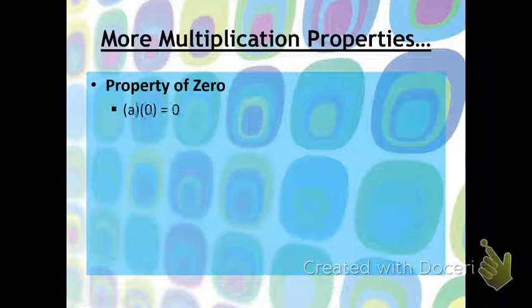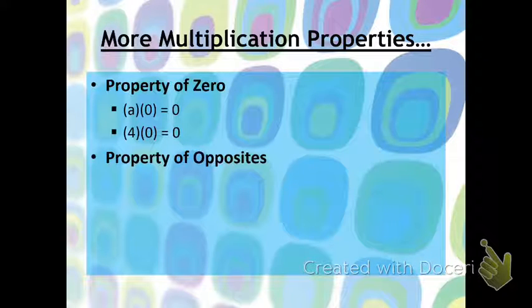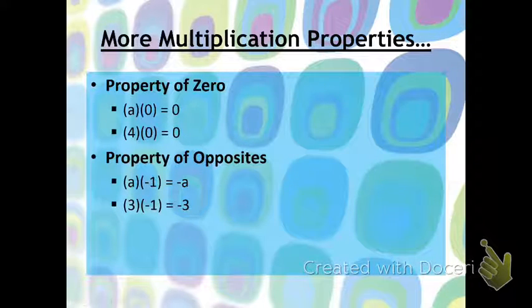The property of 0 for multiplication just says that any number times 0 is 0. So 4 times 0 is 0. For opposites, this just says if you do a number times negative 1, you get the opposite of that value. So 3 times negative 1 is negative 3, and 3 and negative 3, those are opposites.